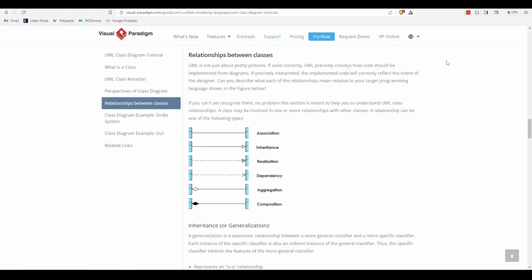Okay, so in this second part of this video, we're going to look at relationships between classes when we're denoting class relationships in UML class diagrams. So UML is not just about pretty pictures. If used correctly, UML precisely conveys how code should be implemented from diagrams. So this is one of the benefits of us using class diagrams. Once we draw up our system, then we can just code straight from the diagram. It makes coding up our whole system a lot easier. It makes it so straightforward.